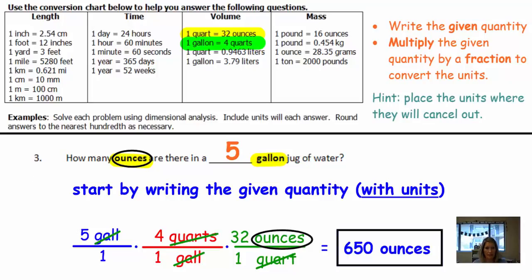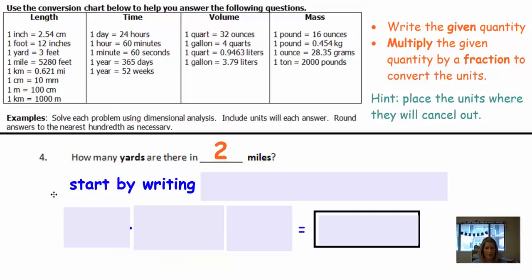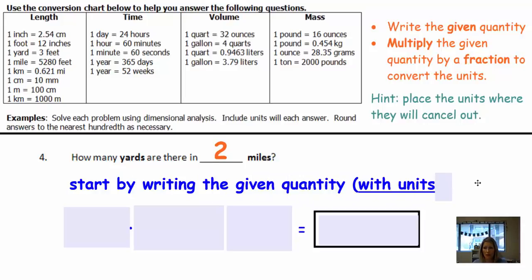Okay, last one. All right, now we're looking to go from 2 miles into yards. So just like the other problem, start by writing the given quantity. Include your units. So we're going to start with 2 miles over 1, so we can have a fraction.